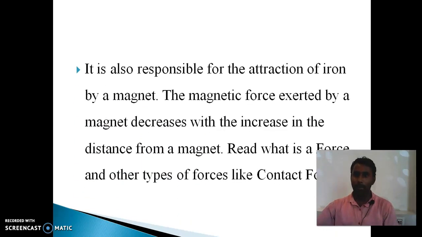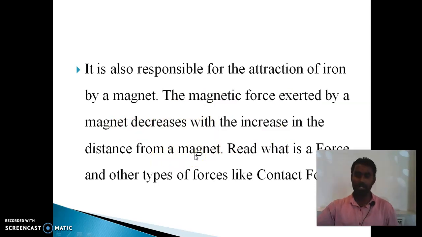It is also responsible for the attraction of iron by a magnet. Yes, if you take an iron, it can easily be attracted by the magnet. Not only iron, but nickel, cobalt, and other metal pieces can also be attracted by a magnet, right? So the magnetic force exerted by a magnet decreases with the increase in the distance from the magnet.